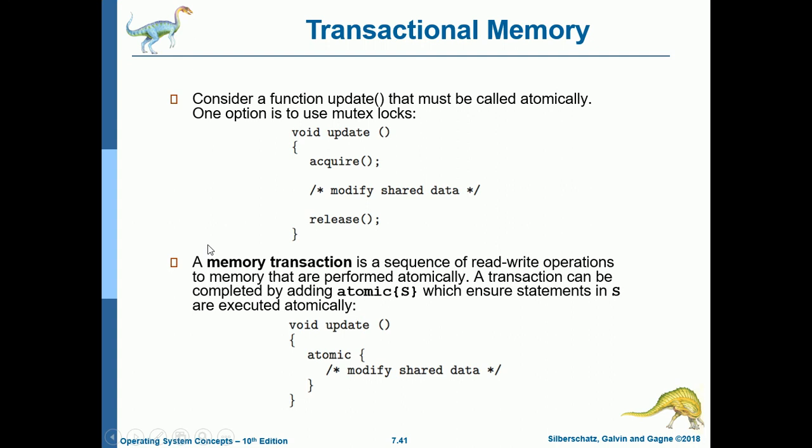A memory transaction is a sequence of read-write operations to memory that are performed atomically. A transaction can be completed by adding atomic{S}, which ensures statements in S are executed atomically. So again, this is the void update function, and then we have an atomic keyword here. It means that it should be performed atomically, or there is no interruption.